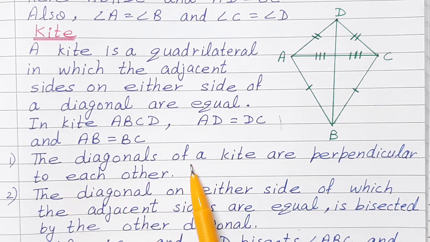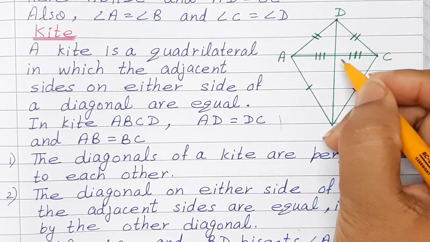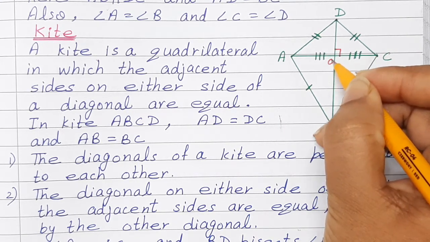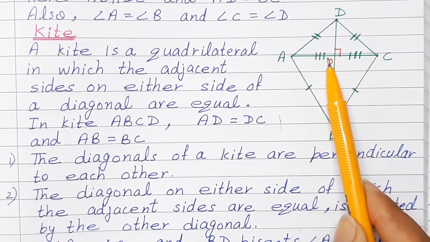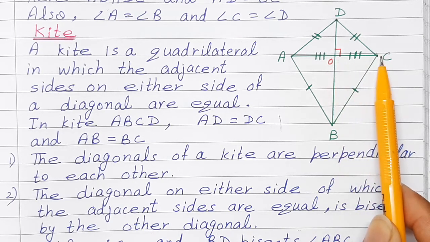So, the diagonals of a kite are perpendicular to each other. That means angle O here is 90 degrees. The diagonals are perpendicular to each other, right? The diagonal on either side of which the adjacent sides are equal is bisected by the other diagonal. So here AO is equal to OC. I hope you have understood.